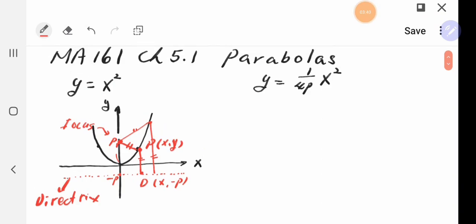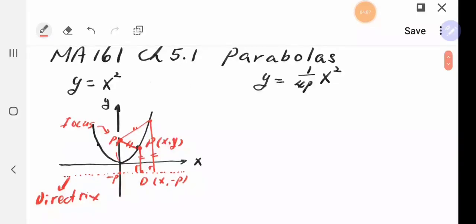So a parabola is the set of all the points such that the length between the focus and the point is always equal to the length between the point and the directrix. So this should be 90 degrees. So that is y equals x squared. We can rewrite this as y equals 1 over 4p times x squared. This p is the focus. The value of p is the focus over here.